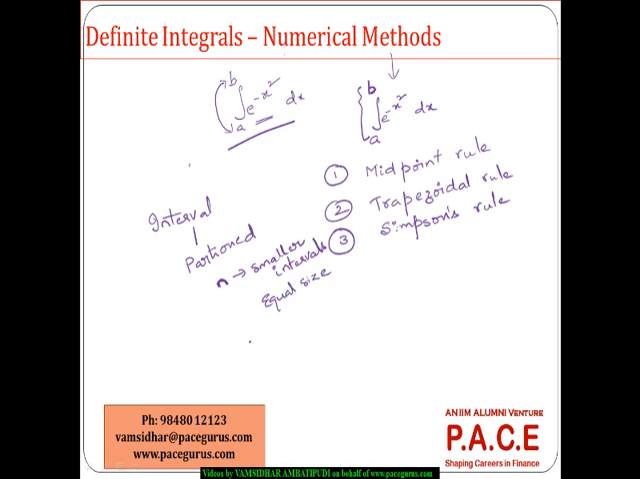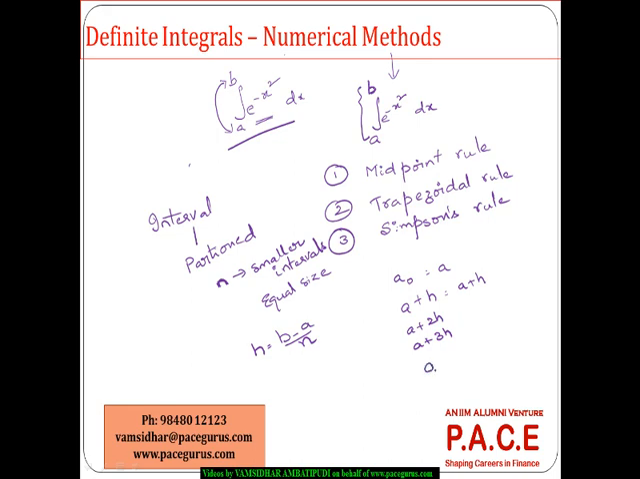which means each interval will have a size generally denoted by h, which is b minus a divided by n. So that would be the size of each interval, which means the points from a to b start with a naught, which is a, then a plus h, then the next one becomes a plus 2h, a plus 3h.